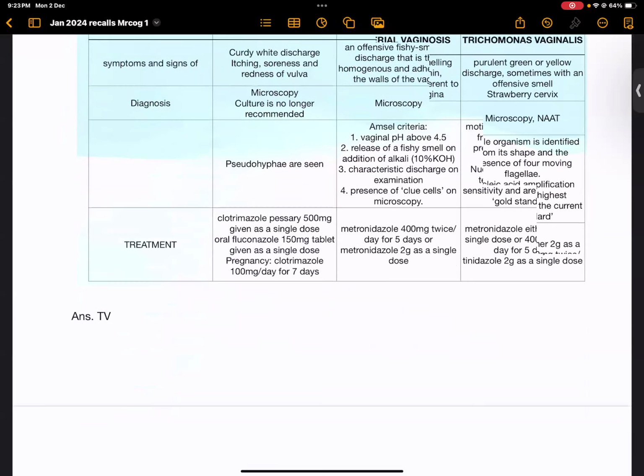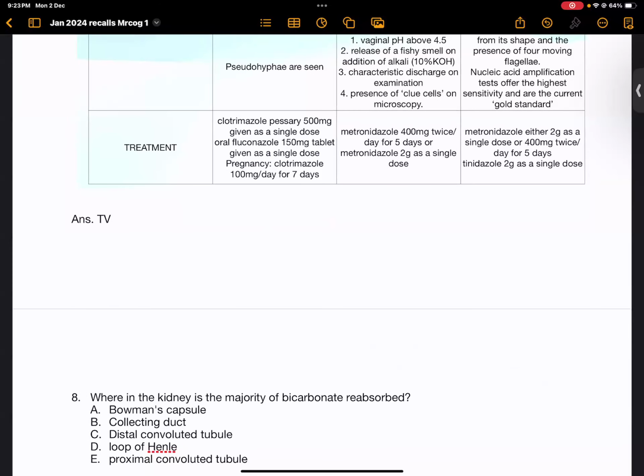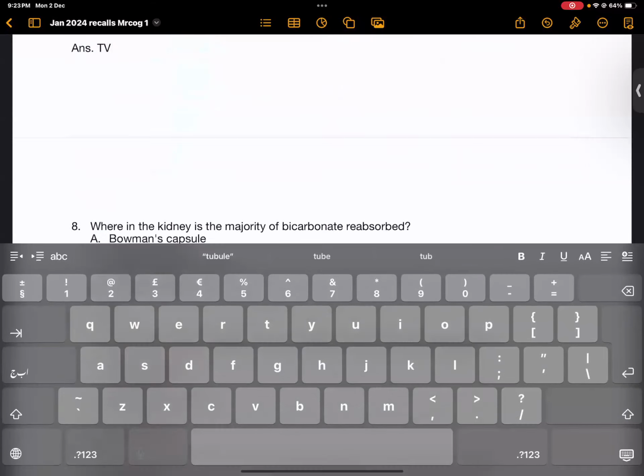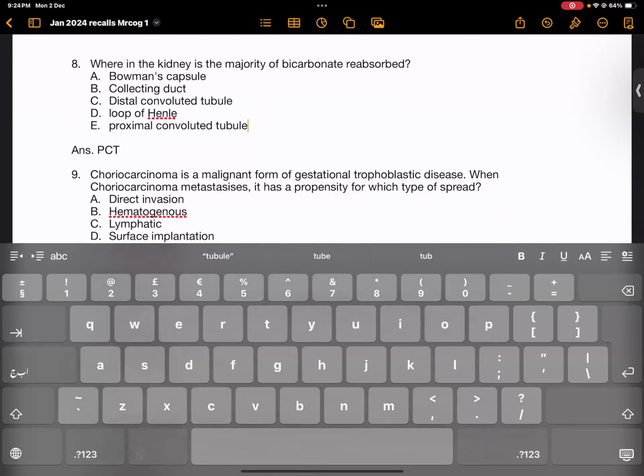Okay, so let's move on to the next: where in the kidney is the majority of bicarbonate absorbed? Basically in the kidney, the majority of solutes are absorbed at only one place, and that is your proximal convoluted tubule. Yes, great. So whenever they ask you about the majority of bicarb or anything, basically all the solutes are absorbed in the proximal convoluted tubule.